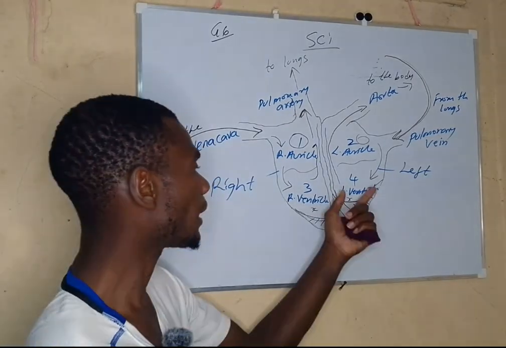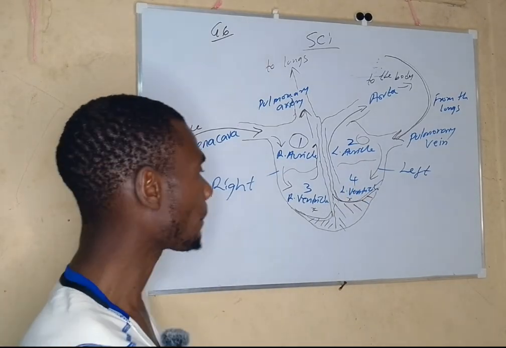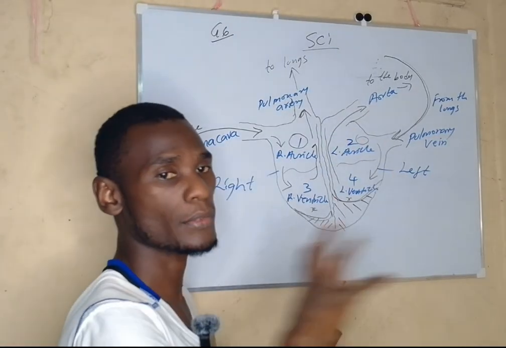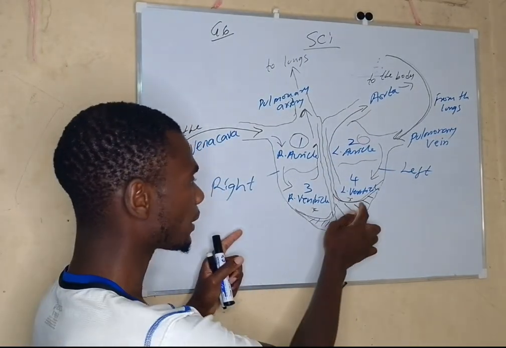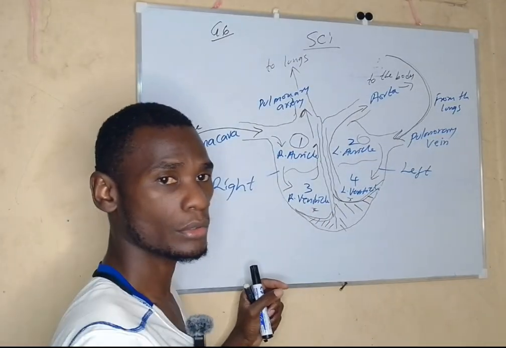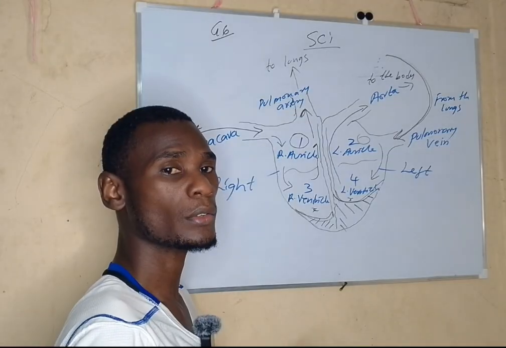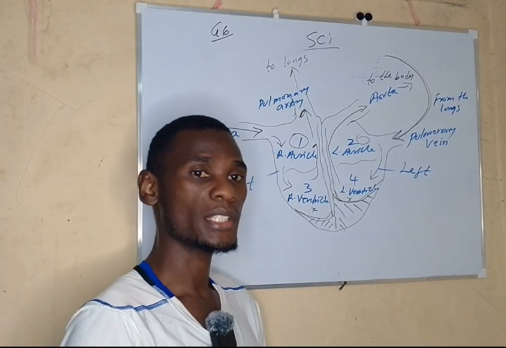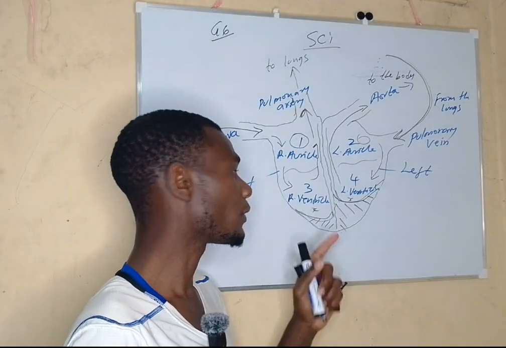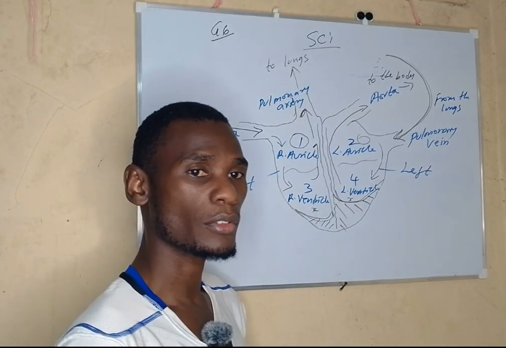So because of that, this one pumps blood that has a lot of pressure. The pumping here has a lot of pressure because that blood goes to all parts of the body. So there is a lot of pressure on the left ventricle compared to the right ventricle. Because of that pressure, the walls of the left ventricle must be thick to withstand that pressure. The walls of the left ventricle must be thick so that it can't burst because of that pressure.